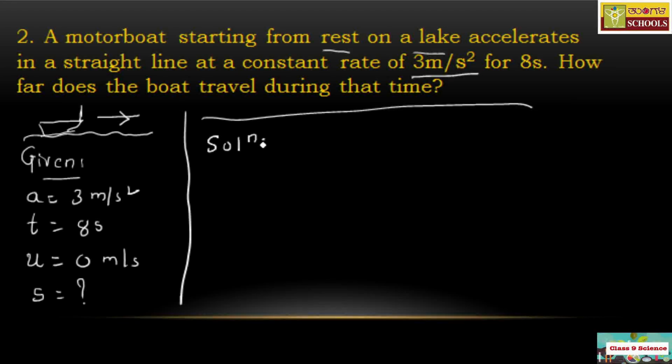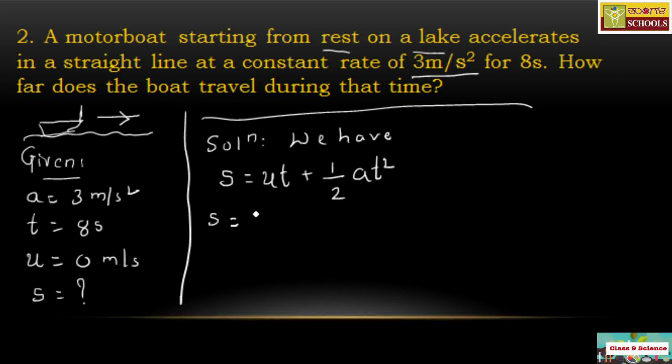Solution. So we have the equation S is equal to ut plus half at square. You have the second equation of motion, S is equal to ut plus half at square. Therefore, you want to calculate how far the boat travels during that time. That was the question. Therefore, you need to calculate the distance traveled by the boat. Okay, so this equation is suiting, I believe. So you write it as it is now.